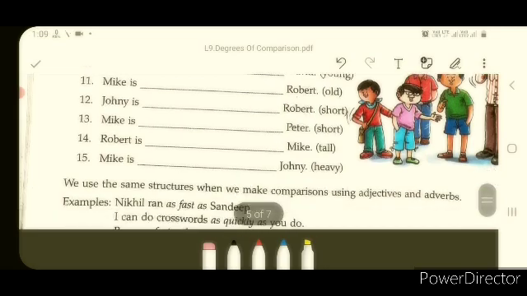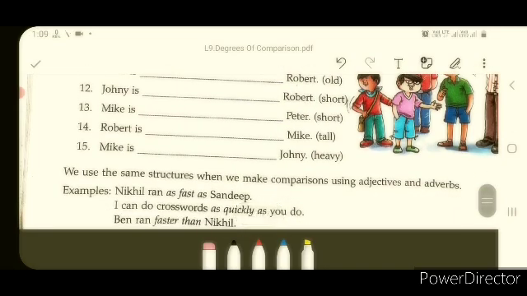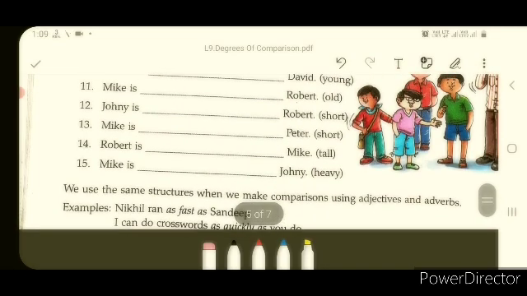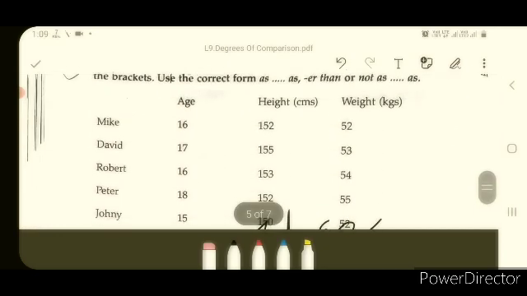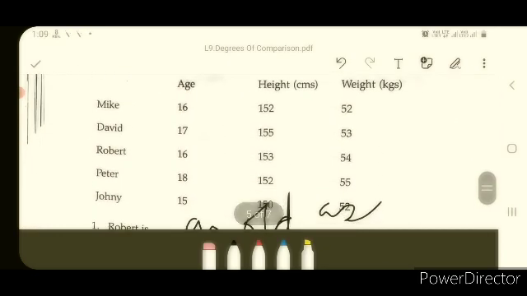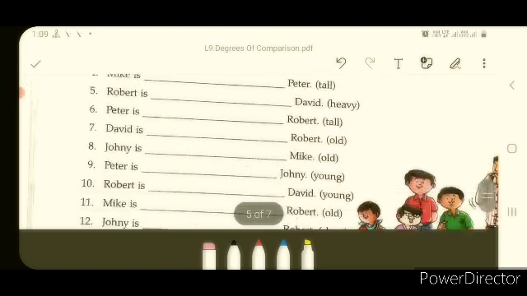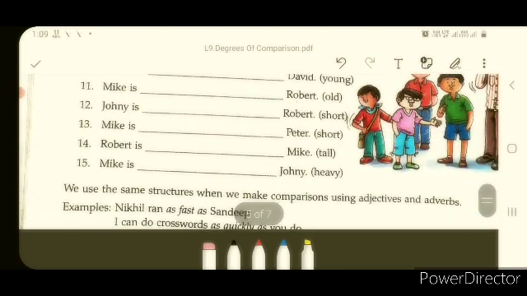Let me do the last one. Mike is dash Johnny heavy. So let's compare Mike and Johnny. Johnny is here, Mike is here. Heavy, it will be weight, right? Johnny 55, Mike 52. So what does it say? Mike is dash Johnny. So who's heavier?